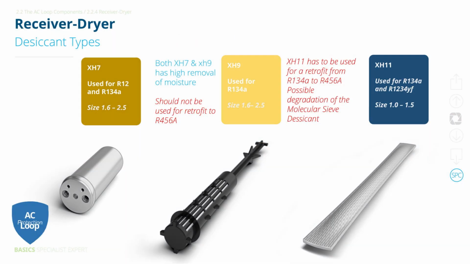Receiver dryer desiccants come in different types, and choosing the right one matters. XH7 and XH9 work well with R134A and shouldn't be used when retrofitting to R456A. For that, XH11 is required since other desiccants can break down or lose efficiency.